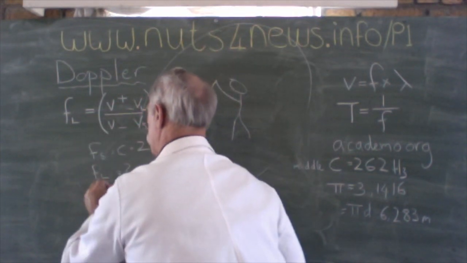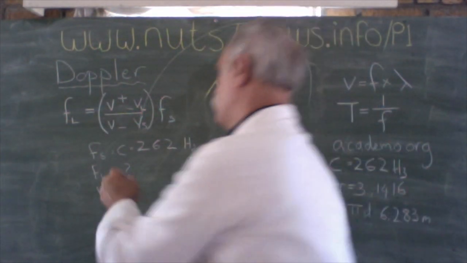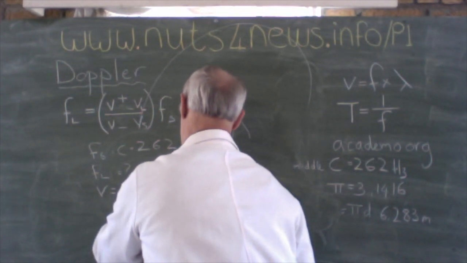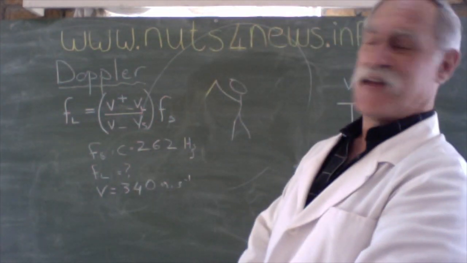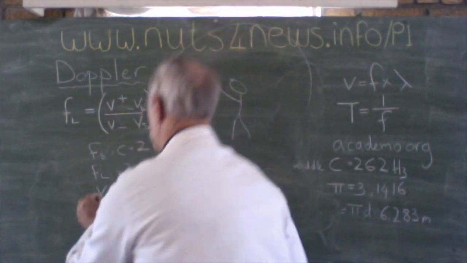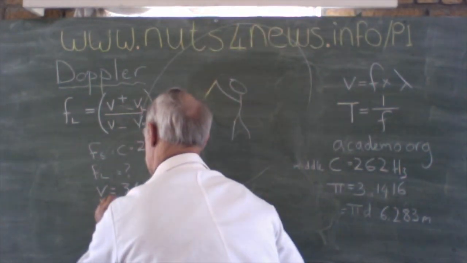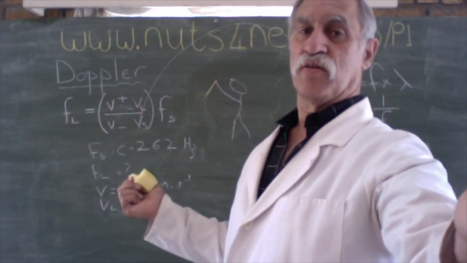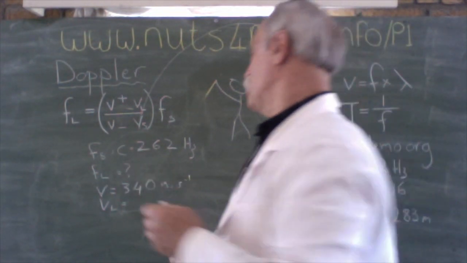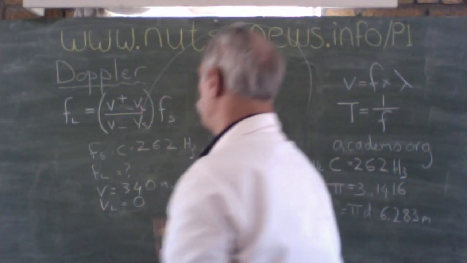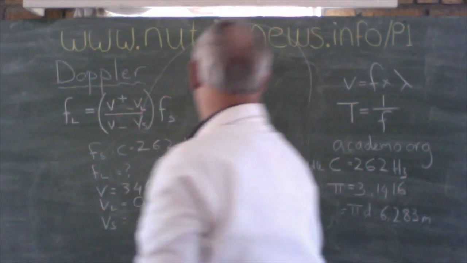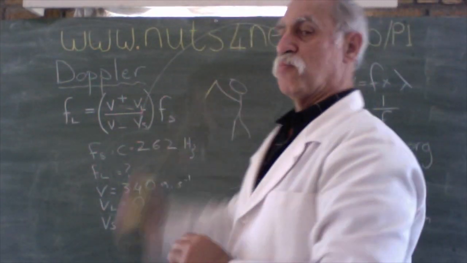The velocity of sound in air is approximately, let's say, 340 meters per second. They will give it to us. What else do we need? The velocity of the listener. Well, the listener's not moving. The computer or my ear is not moving, so the velocity of the listener is naught, and the velocity of the source. Now, how fast was this moving?